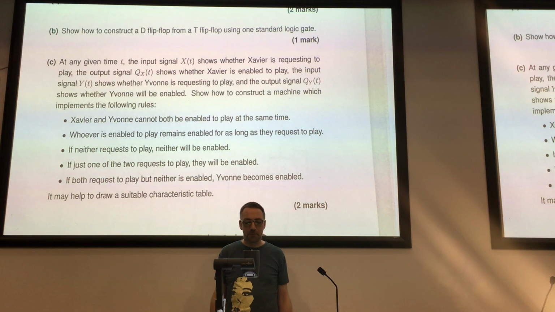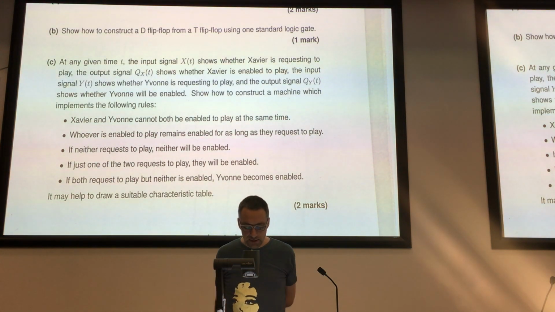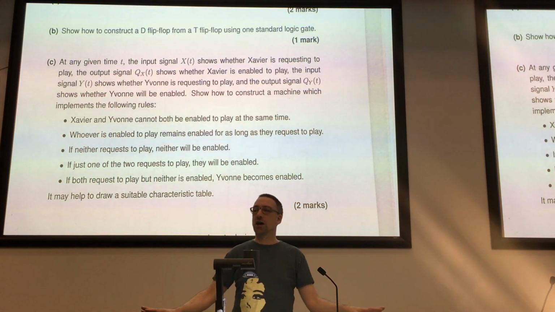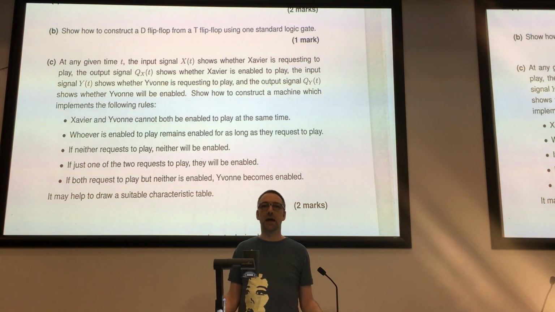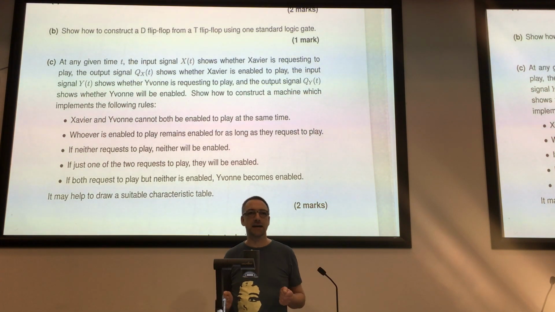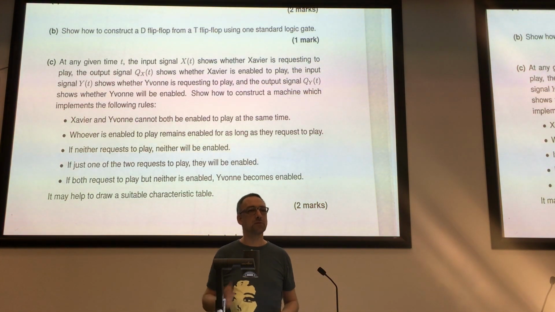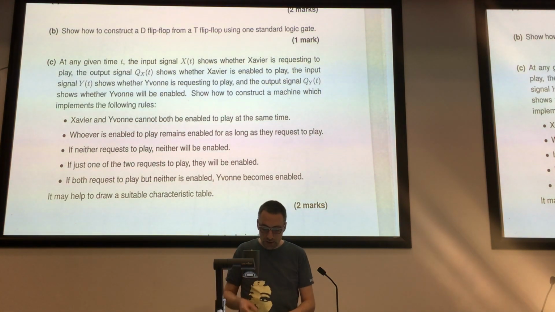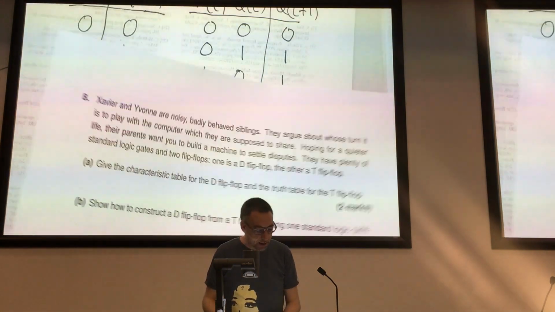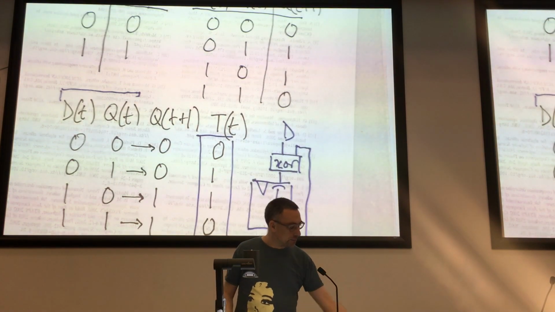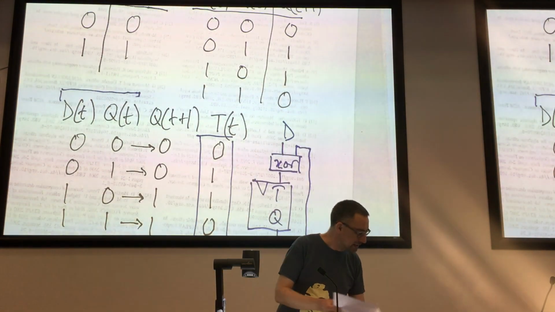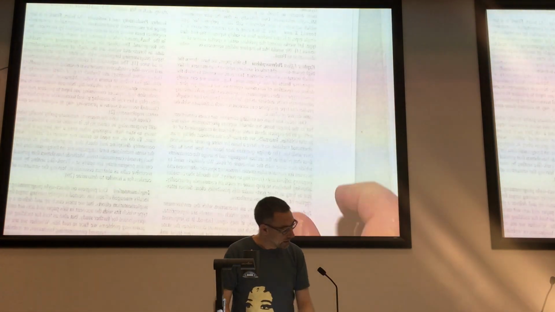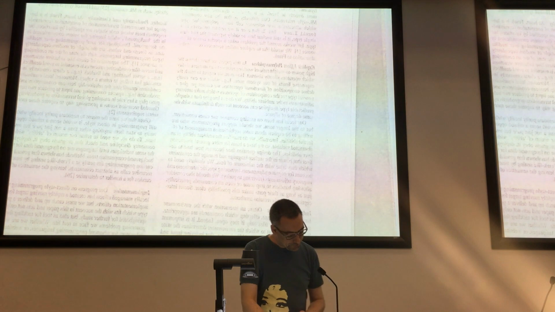If both request to play, but neither is enabled, Yvonne becomes enabled. That's to say, if neither of them is currently playing with the computer, and then both suddenly say that they want it, Yvonne will get to play with the computer, and Xavier will just have to wait his turn. Okay, so we've got a blatant piece of positive discrimination in order to deal with the contention.